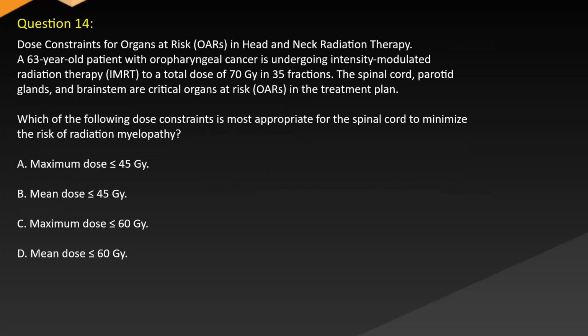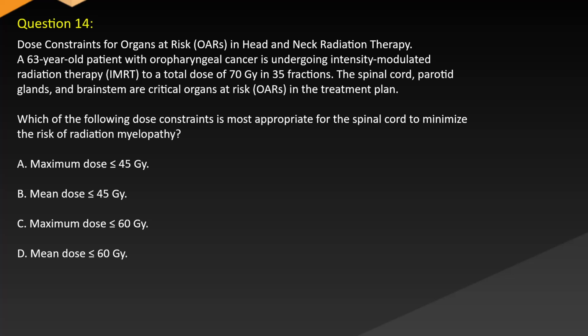Question 14. Dose constraints for organs at risk in head and neck radiation therapy. A 63-year-old patient with oropharyngeal cancer is undergoing intensity-modulated radiation therapy with a total dose of 70 Gy in 35 fractions. The spinal cord, parotid glands, and brainstem are critical organs at risk in the treatment plan. Which of the following dose constraints is most appropriate?